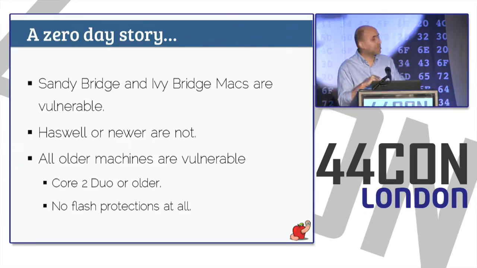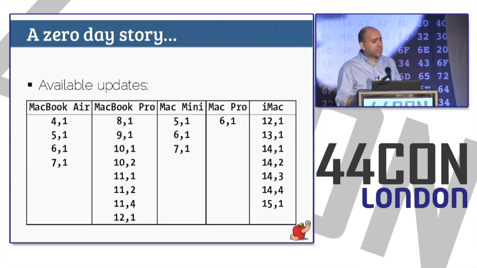As I told you, the older machines are all vulnerable, so they don't matter. What happens is that Apple patched the bug by luck, because Intel patched the bug in the reference firmware, and this is the reason why the newer machines have the bug patched. They finally released updates for all the machines that are affected.